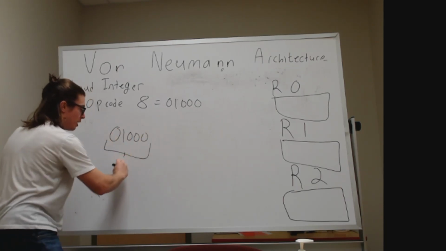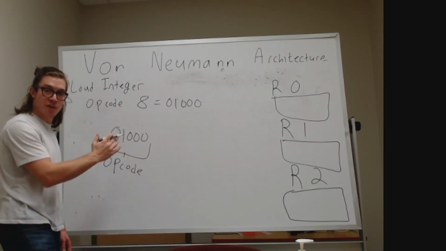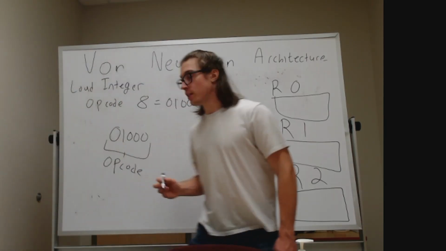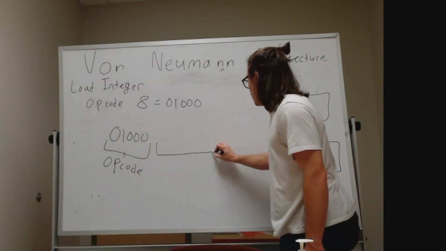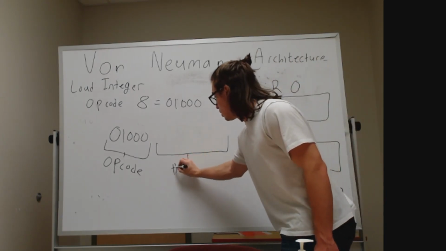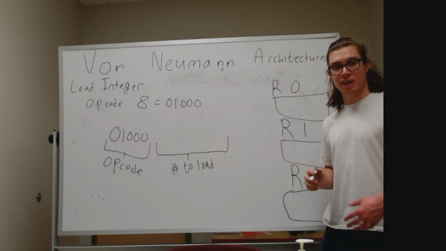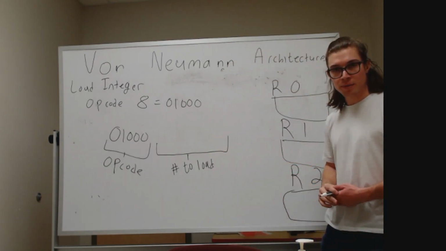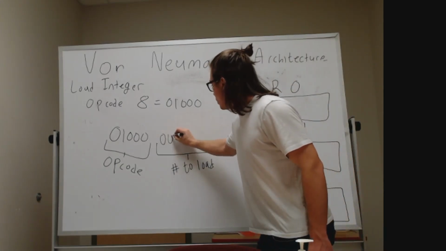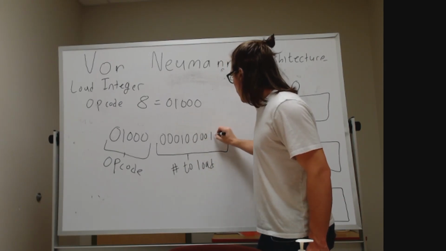So these 5 bits are the opcode. But instead of those next 5 bits and the next 5 bits after that being the source and destination registers, instead, the next 10 bits are going to be the number to load. So these are actually going to be interpreted as an immediate value, all right? So this number, we could say is 0, 0, 0, 1, 0, 0, 0, 0, 1, 1.